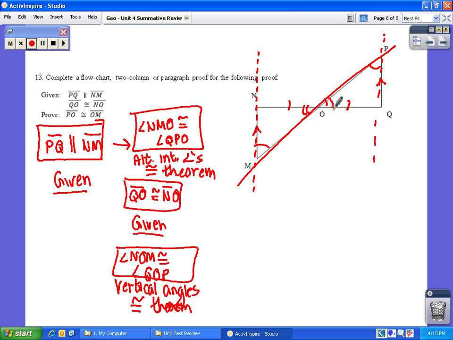Now I'm going to use these three pieces of information to prove that the two triangles are congruent.